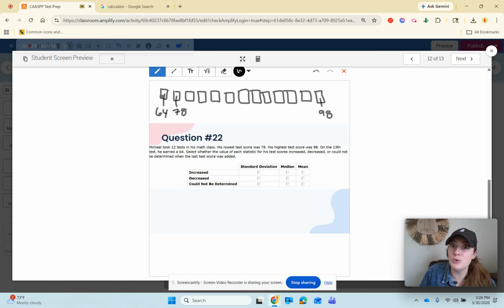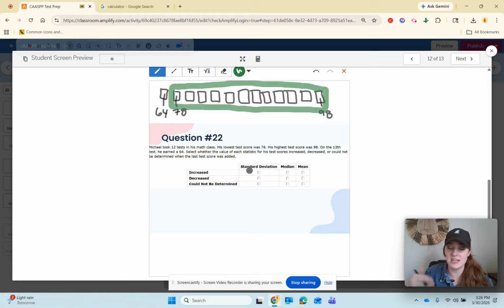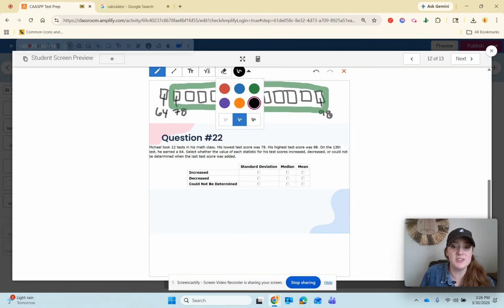So he has a new lowest score, right? I guess it's kind of nice as a visual. So this is what we're looking at for the data. We're going to be comparing this with, now that we add this lower score, how is that going to change the standard deviation, the median, and the mean? Okay, we're going to circle back to standard deviation. Let's just quickly recap median and mean.